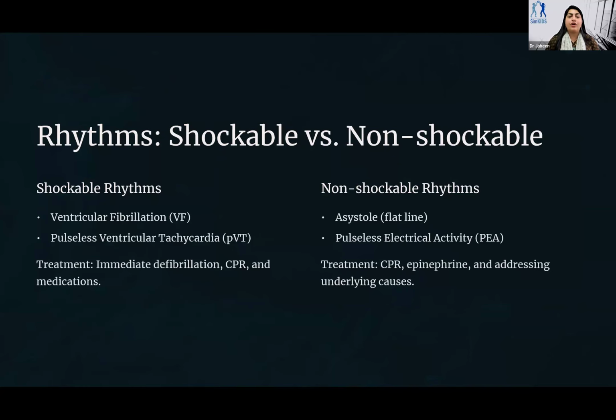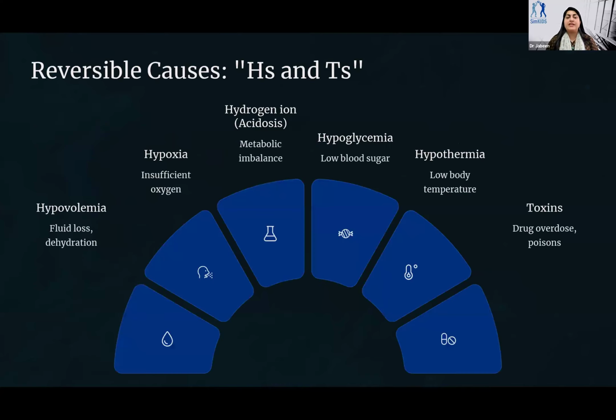The shockable rhythms are ventricular fibrillation and pulseless ventricular tachycardia, while non-shockable rhythms are asystole and pulseless electrical activity. In shockable rhythm, your priority is to do defibrillation along with CPR and medication, while in non-shockable rhythm, your priorities are epinephrine as soon as possible, CPR, and then underlying causes in both, which are your H's and T's.